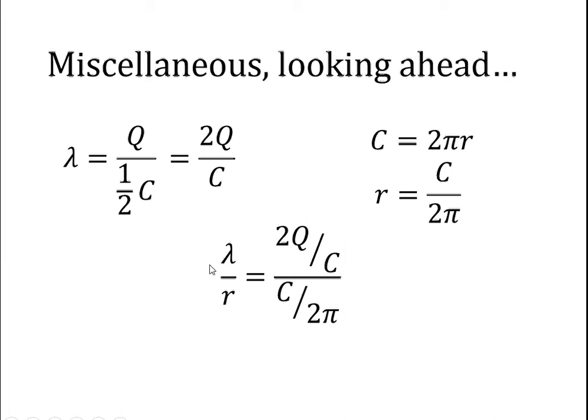Or, if we remember in our expression, we're going to see it again in just a moment, it has lambda over r. Well, substituting in, we have 2q over c divided by c divided by 2 pi, and that simplifies to be 4 pi q over the circumference squared. We know the amount of charge on the rod, that's given in the problem, and the circumference of the circle we said is going to be 24 centimeters, although we probably want to convert that to meters at some point.